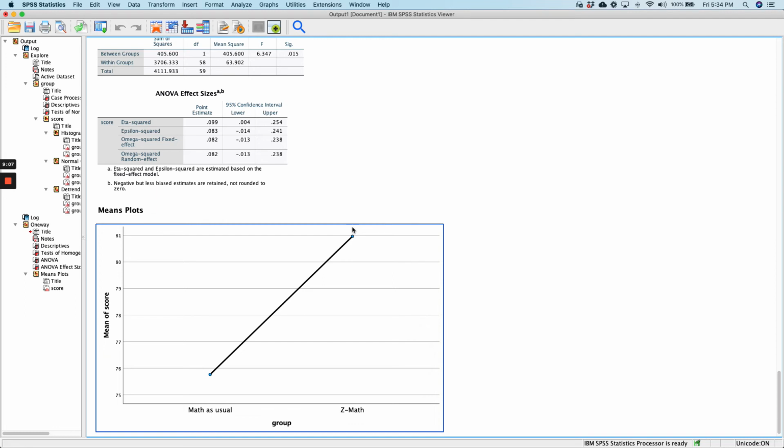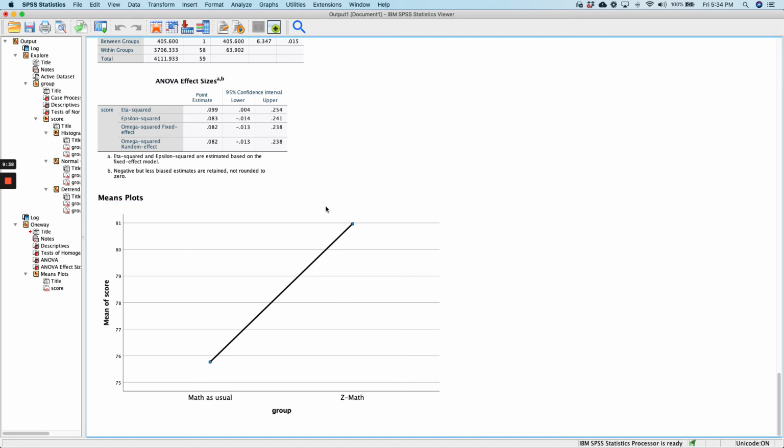So the key question in this case is, how certain can we be that the 5.2 difference that we detected between the group means is actually due to the superiority of the intervention ZMath and not due to chance alone? In other words, we want a number that will tell us how likely we would detect this result. So this number is known as the significance level, represented by the letter P.